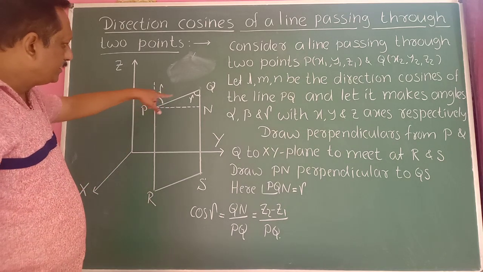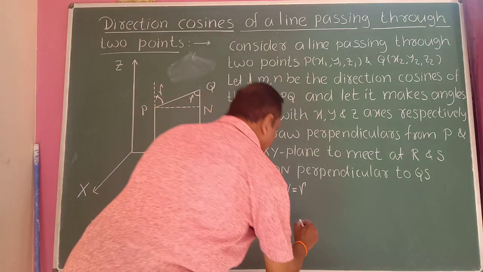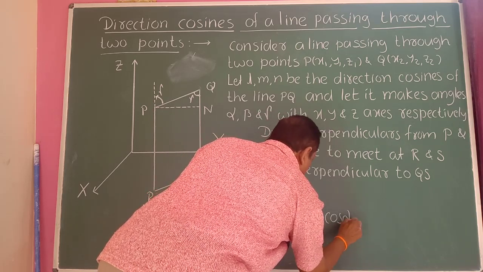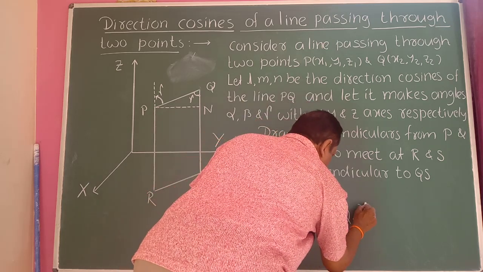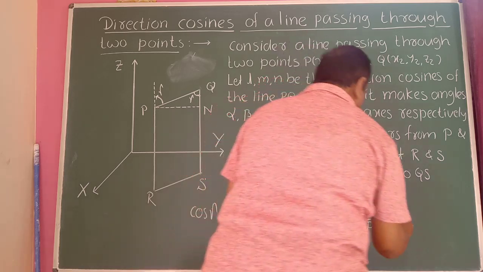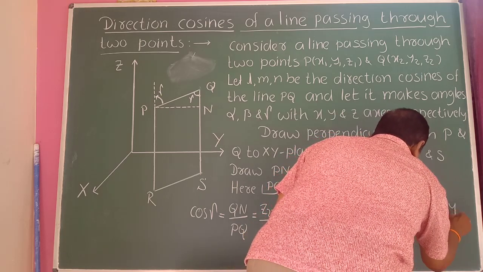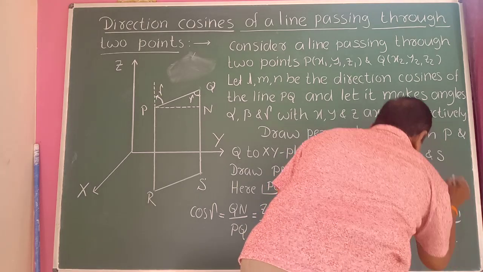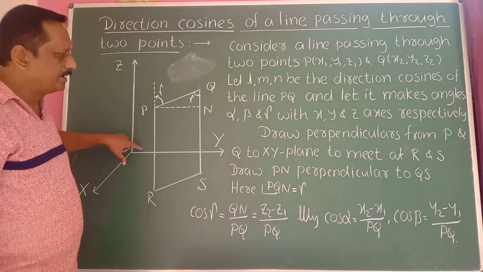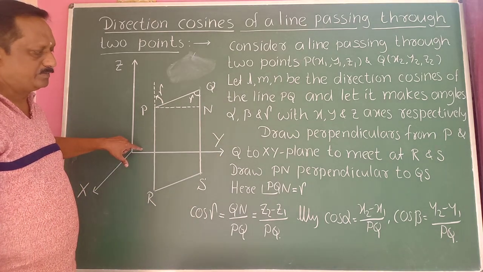Similarly, this line PQ makes angle alpha with the x-axis. Therefore, similarly, you can write cos alpha gives (x2 minus x1) divided by PQ, and cos beta is equal to (y2 minus y1) divided by PQ. This line PQ makes angle beta with the y-axis. Hence, cos beta is (y2 minus y1) divided by PQ.